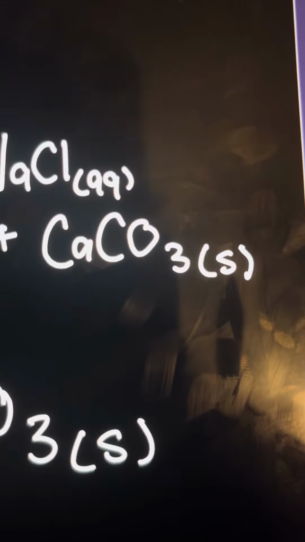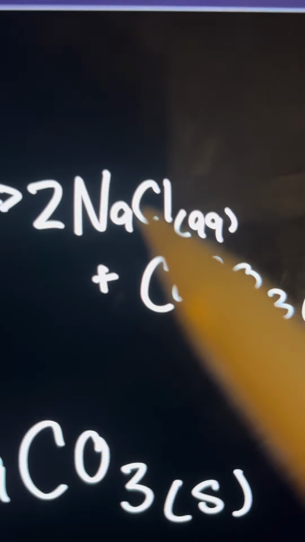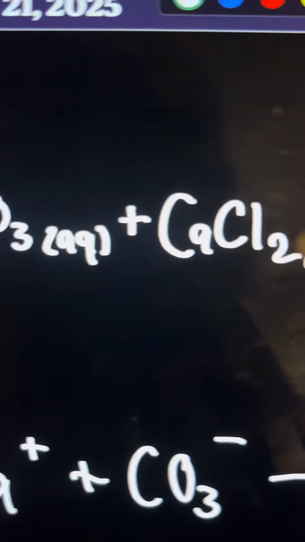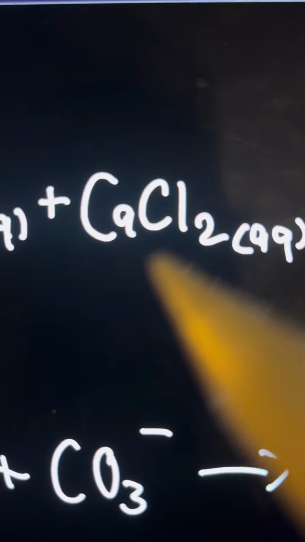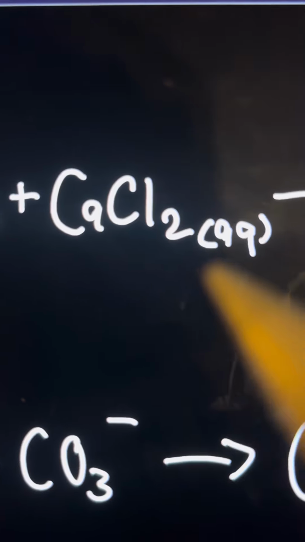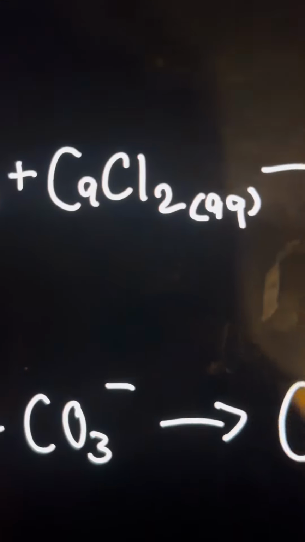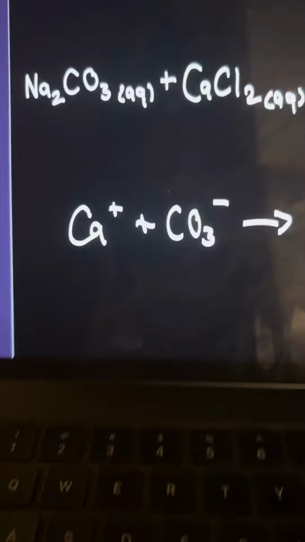So the net ionic equation is only going to review these. It's going to ignore the Na and the Cl2. These are actually called spectator ions because they spectate. They don't do anything. They don't change. They just spectate the actual equation. That's why in this net ionic equation, they're not there.